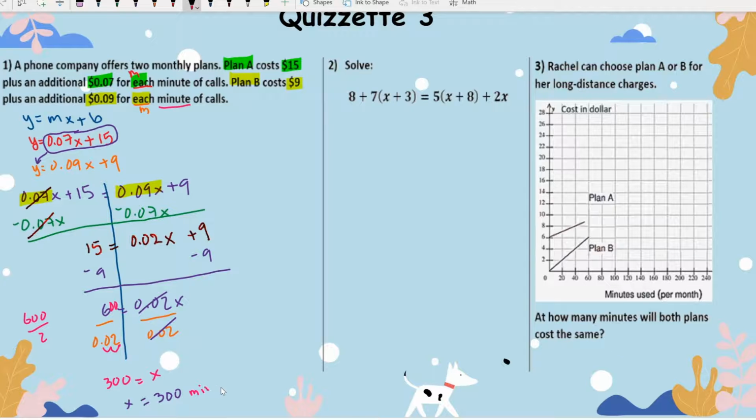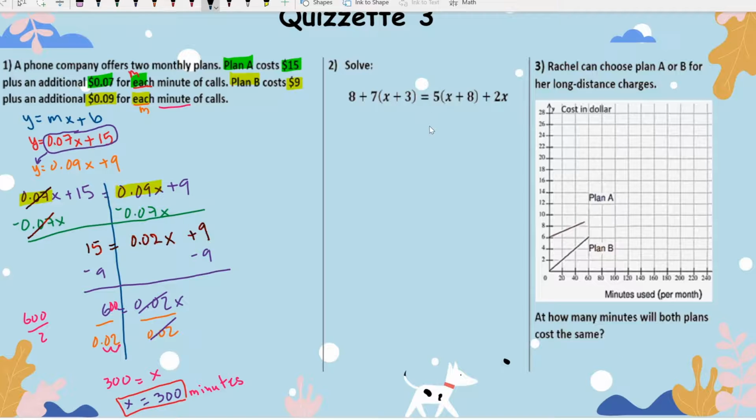So if you make 300 phone calls a month, then both plans will cost the same price. We'll charge you the same price. That's it for number 1.